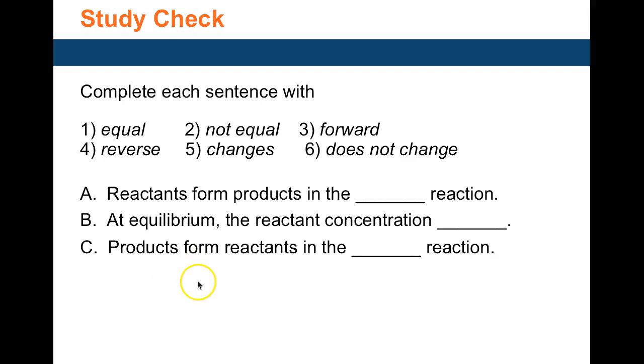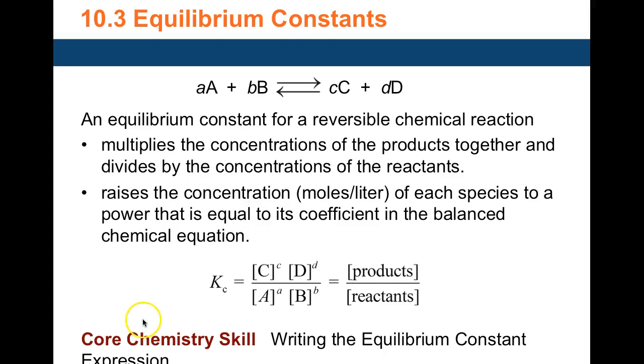Reactants form products in the forward reaction. At equilibrium, the reactant concentration does not change. Products form reactants in the reverse reaction. We will stop here and continue this in the next video.